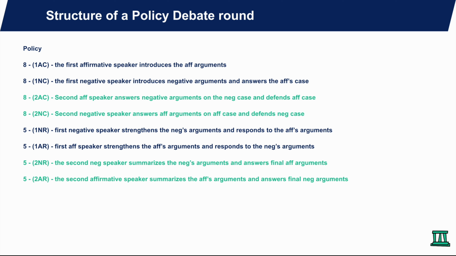Then after the 2NR, the second affirmative speaker will give their 5-minute 2AR, in which they will summarize the AF arguments and answer any final negative arguments. Again, this is the last speech in the entire debate and also the last thing that the judge will ever hear. So the goal of the affirmative speaker is to summarize the AF arguments and make it really easy for the judge to decide which side should be voted for.